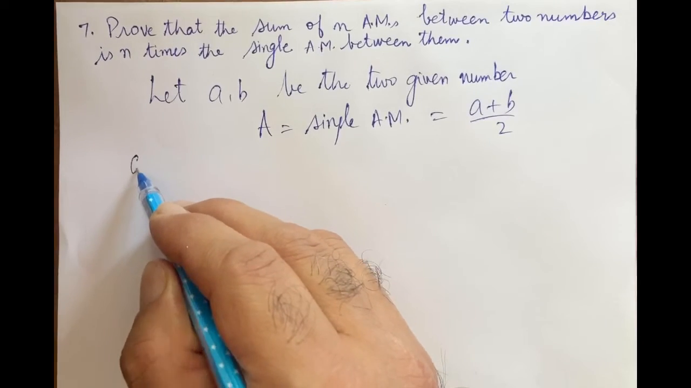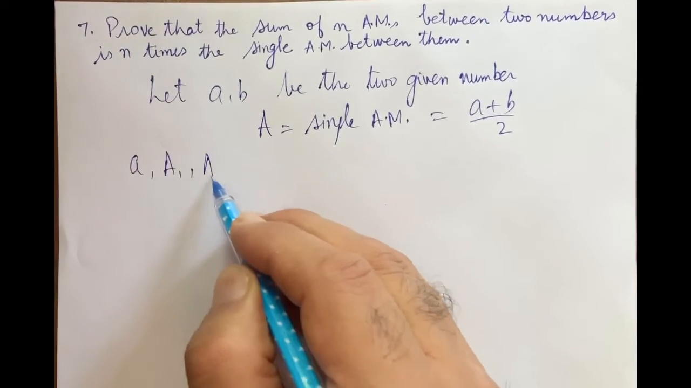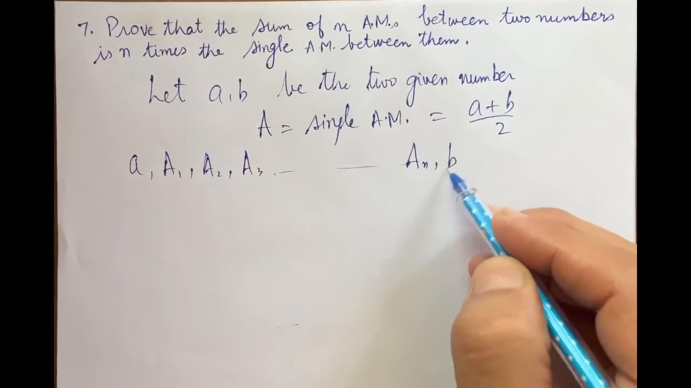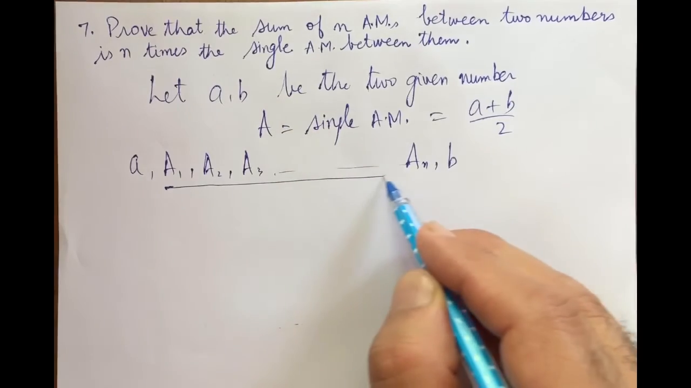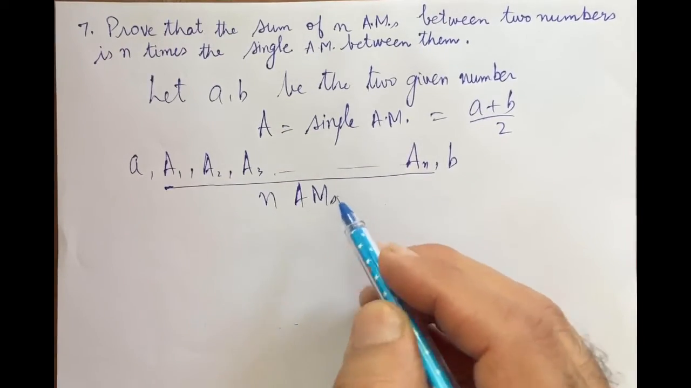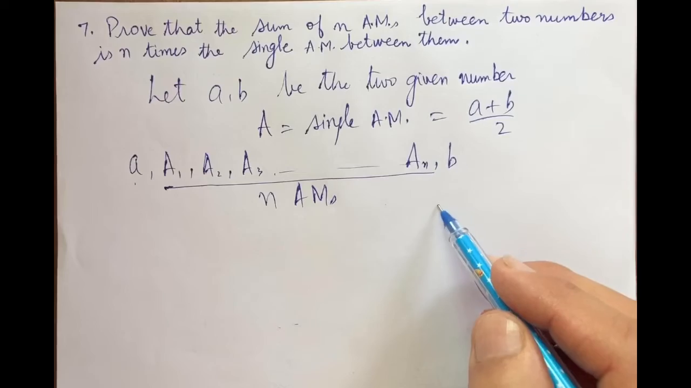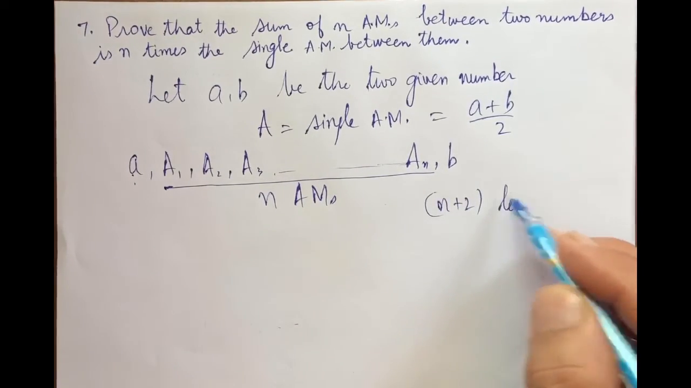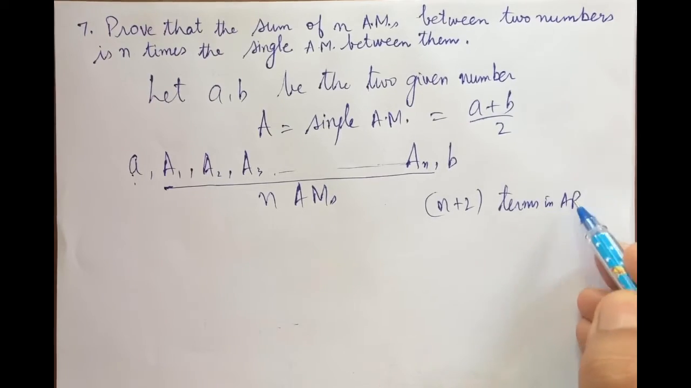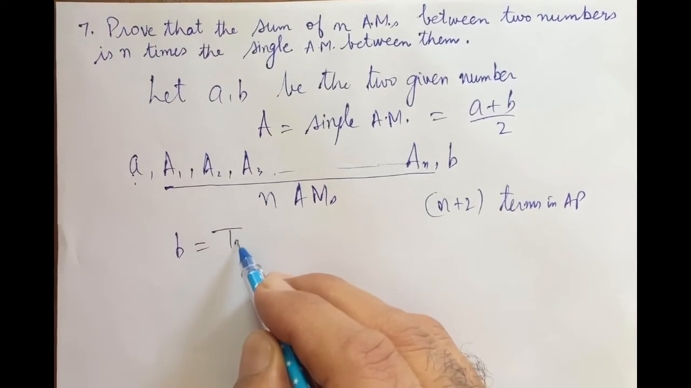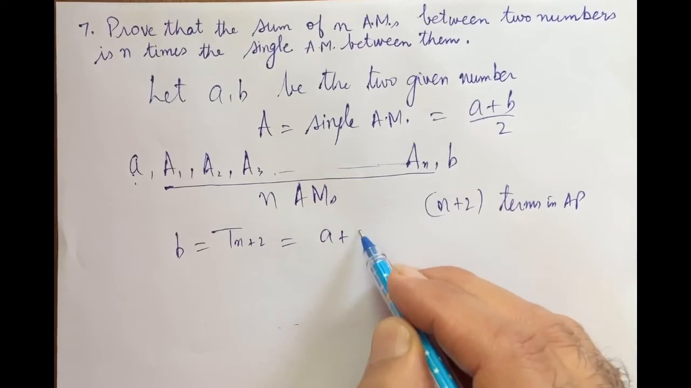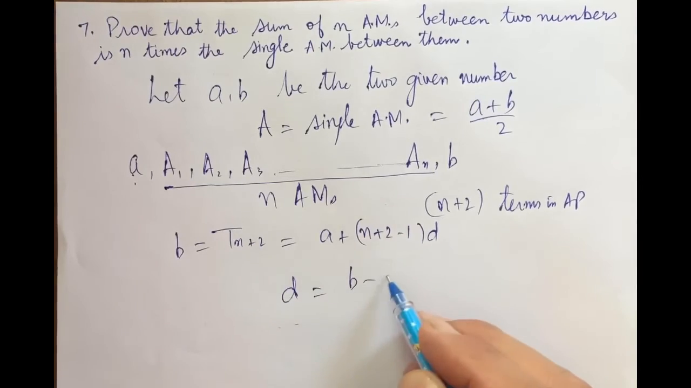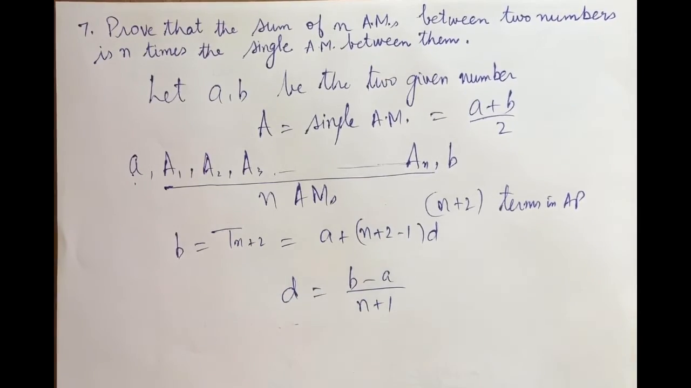Next, let's say a1, a2, a3 and so on up to an. These are n arithmetic means between two numbers a and b. So there will be a total of n plus 2 terms in the AP. What is b? b is term number n plus 2, that's a plus (n plus 2 minus 1) into d, or d is (b minus a) upon n plus 1.